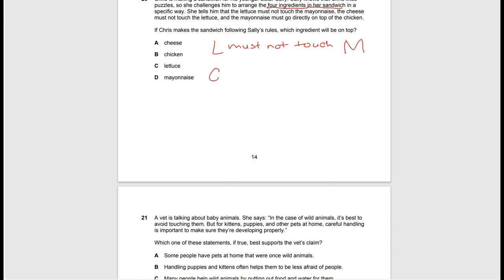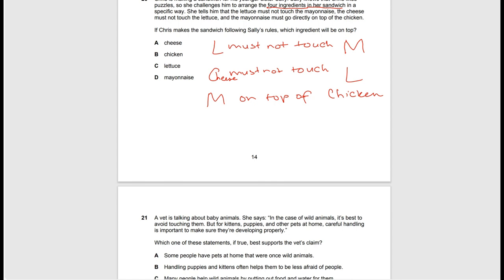The cheese must not touch the lettuce. And the mayonnaise must go directly on top of the chicken. So let's actually change this. Let's say cheese and let's say chicken. If Chris makes the sandwich following Sally's rules, which ingredient will be on top?